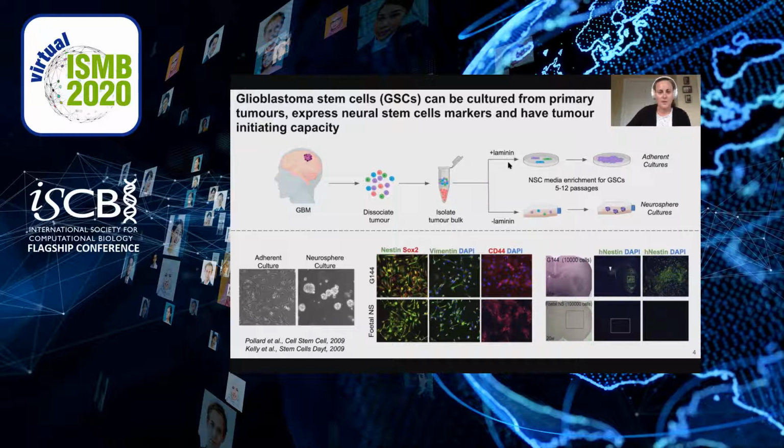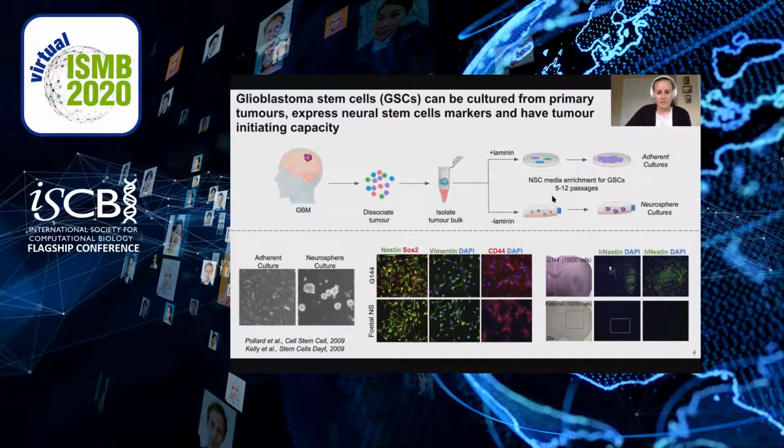The first way is we plate it down into a dish, which is coated in laminin, which causes these cells to basically lay flat and form an adherent culture, which I'm sure anyone who's done some wet lab is really familiar with. The other way is to basically plate these cells in the absence of laminin, which causes them to grow as little balls, which we call neurospheres.